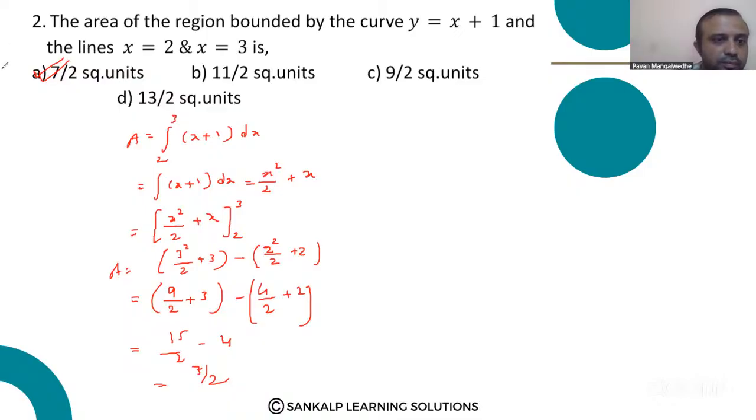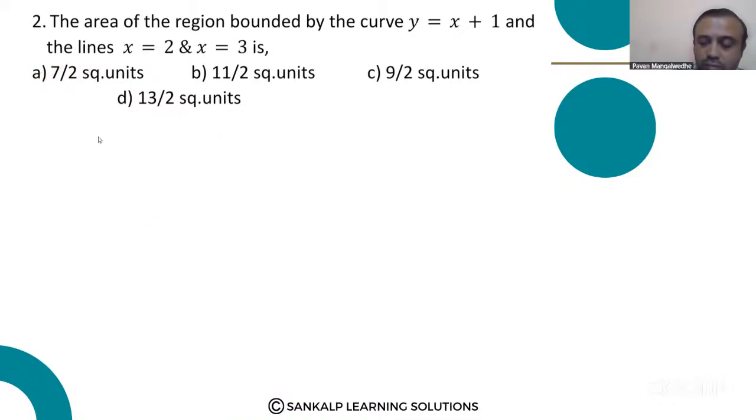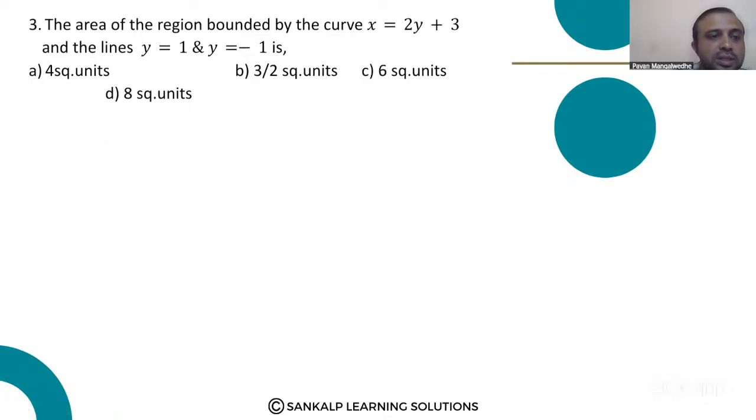Question number 3 says that the area of the region bounded by the curve x is equal to 2y plus 3 and the lines y is equal to 1 and y is equal to minus 1 is what? The options are 4 square units, 3 by 2 square units, 6 square units and 8 square units. Just try to solve this. Again, 10 seconds time for you.